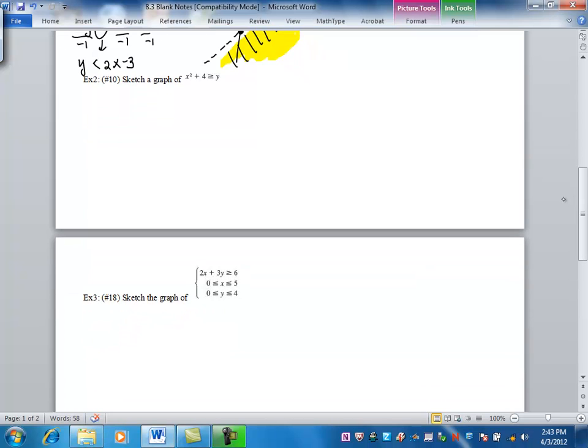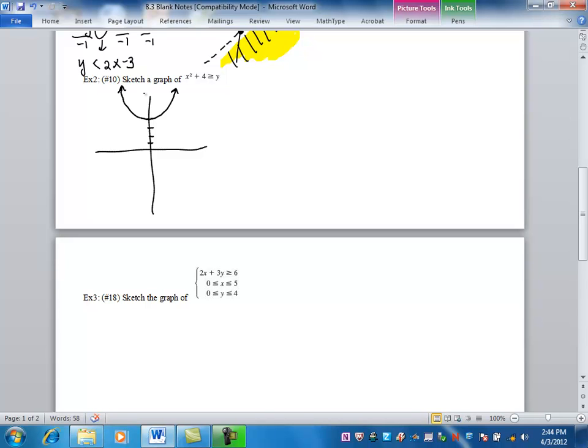Graph x squared plus 4 greater than or equal to y. This is our friend the parabola that's been shifted up 4 units. And it's a greater than or equal to, and because it's a greater than or equal to, we're going to use the solid line there to indicate what's going on.